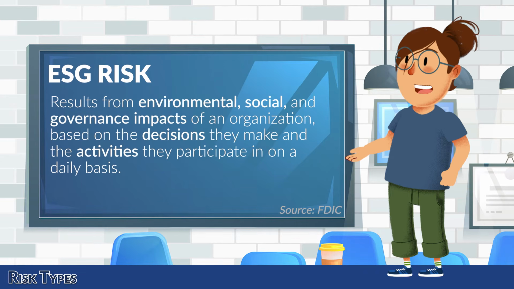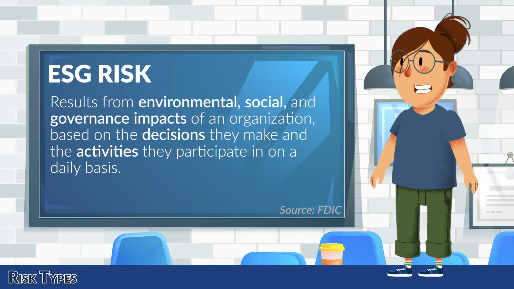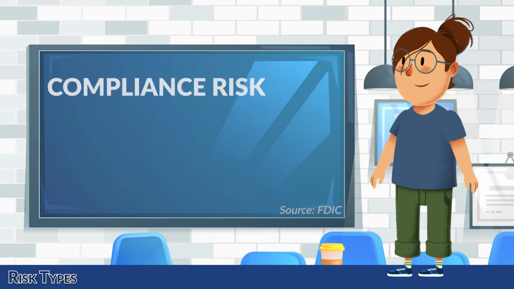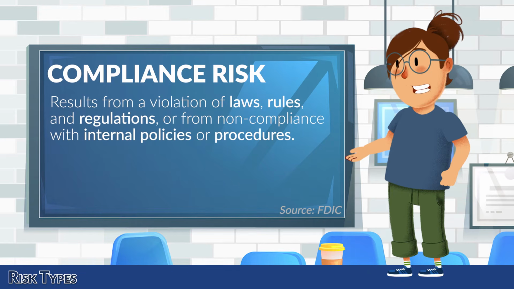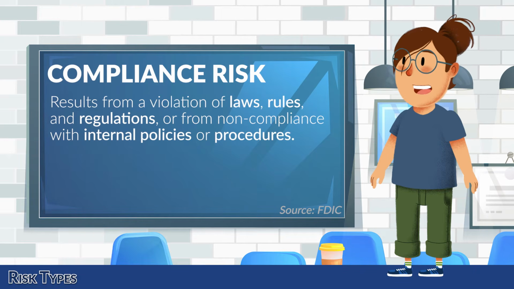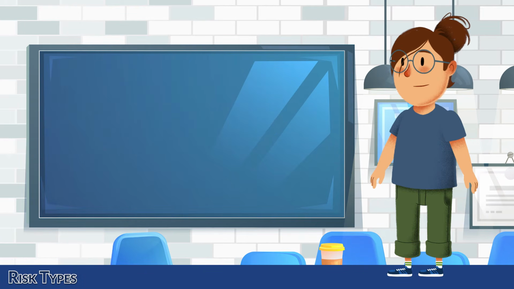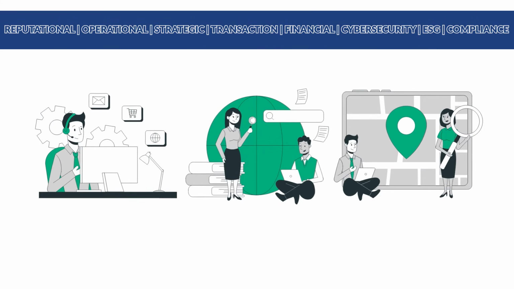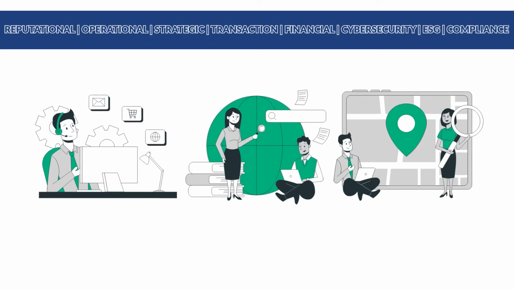Environmental Social Governance (ESG) risk results from environmental, social, and governance impacts of an organization based on the decisions they make and the activities they participate in on a daily basis. Compliance risk results from a violation of laws, rules, and regulations, or from non-compliance with internal policies or procedures. Other types of risk vary based on a business's use of third parties, the efficacy of third-party internal controls, and the locations in which they operate.